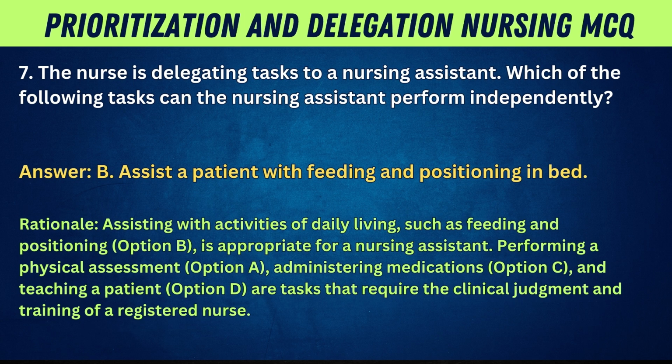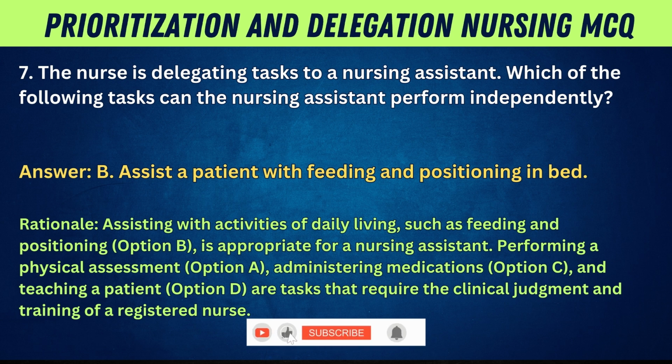Answer: B. Assist a patient with feeding and positioning in bed. Rationale: assisting with activities of daily living such as feeding and positioning, option B, is appropriate for a nursing assistant. Performing a physical assessment, option A, administering medications, option C, and teaching a patient, option D, are tasks that require the clinical judgment and training of a registered nurse.